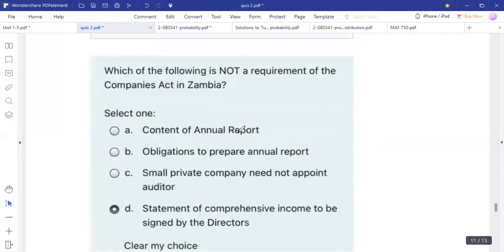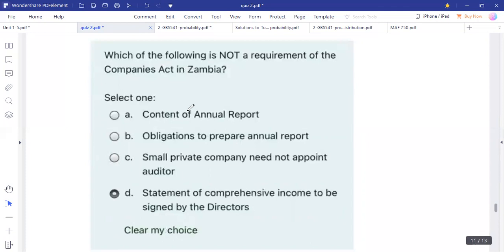Which one of the following is not a requirement according to the Companies Act in Zambia? Content of annual report, this one is. Obligation to prepare annual accounts, this one is. Small private company need not appoint an auditor, this one is not a requirement for private companies, but for public ones. Statement of comprehensive income must be signed by the director, this is not a requisite in the Companies Act, so this is our answer.